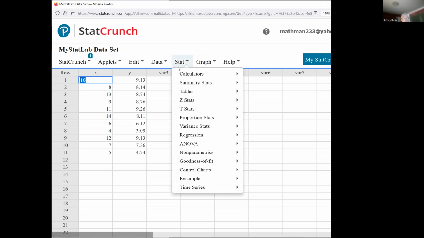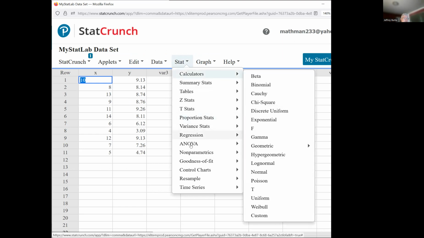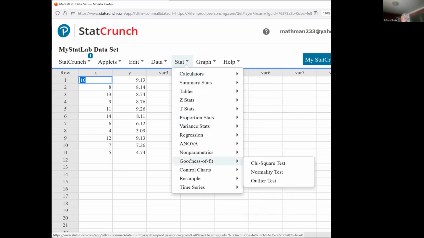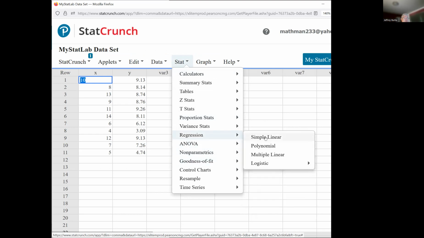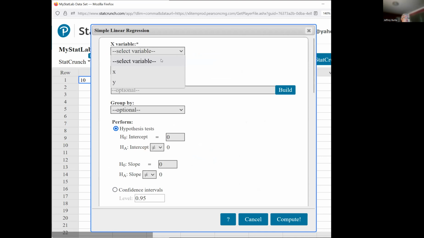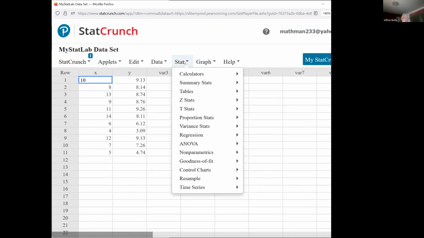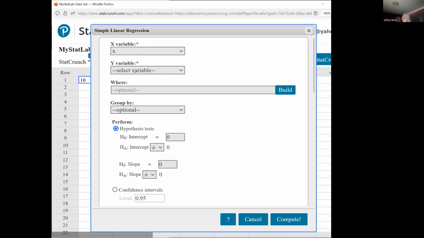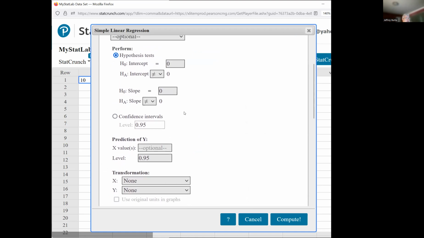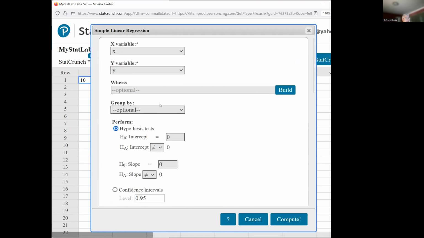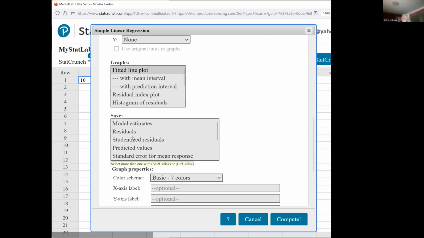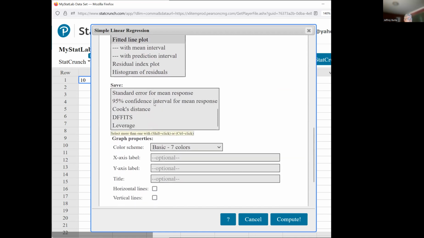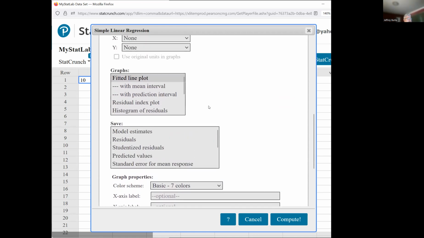And we'll go back to stats. Let's see. Not goodness of fit. Regression, simple linear. Okay, let me go back again in case you didn't get that. So stat, regression, simple linear. Okay, stat, regression, simple linear. The x variable is going to be in x, y variable is going to be in y. And let's see, I think all this is going to be calculated here.